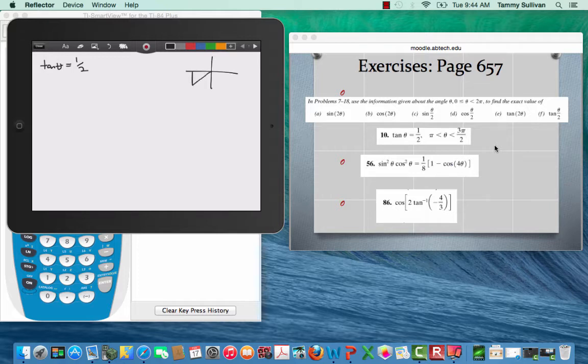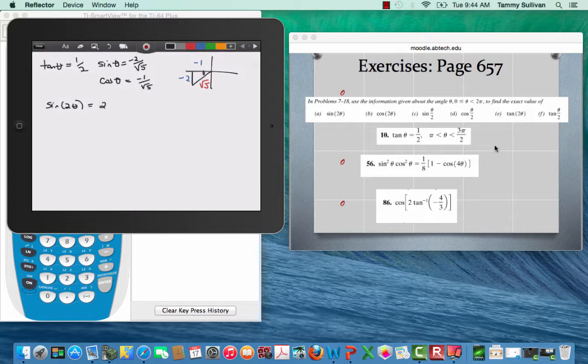So my reference triangle is right here in quadrant 3. So this would have to be a -1 and a -2. And using the Pythagorean theorem, this is going to give you the square root of 5. So I now know that the sine of that same angle is -2 over the square root of 5, and the cosine of that same angle is -1 over the square root of 5. They want me to find the sine of 2 theta.